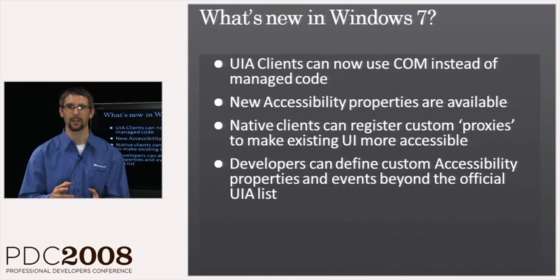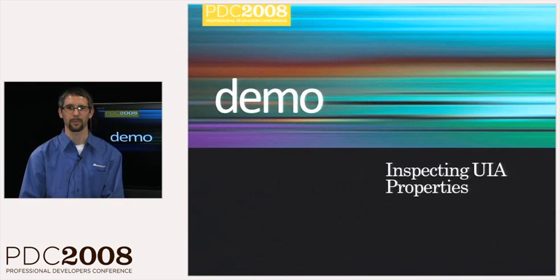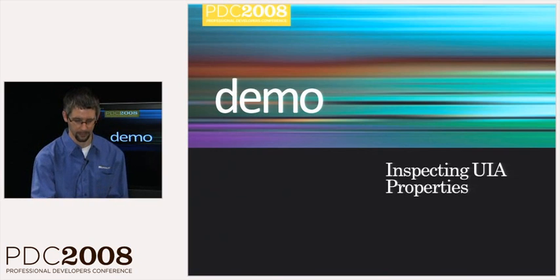But before I can really get to those, I need to lay a little groundwork, and I really want to talk about the COM client API. So let's start with a demo. If you haven't worked with accessibility, you may be wondering exactly what this is about, and I think the demo will help clarify.